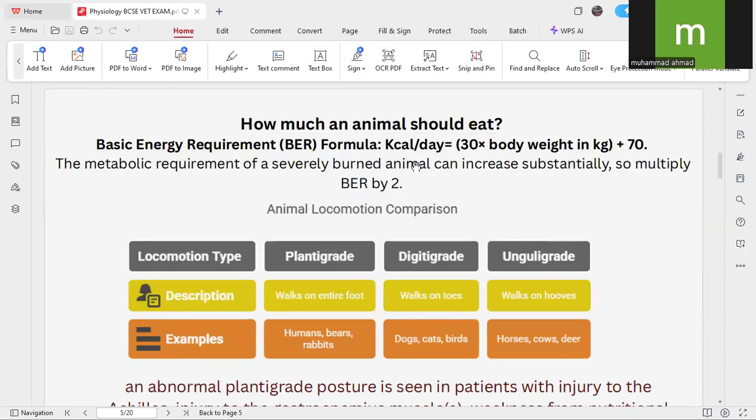How much an animal should eat? Basic energy requirement, BER, kilocalorie per day. Here is the formula: 30 times body weight in kg plus 70. If the animal is severely burned, you should multiply by 2 because it is severely dehydrated.